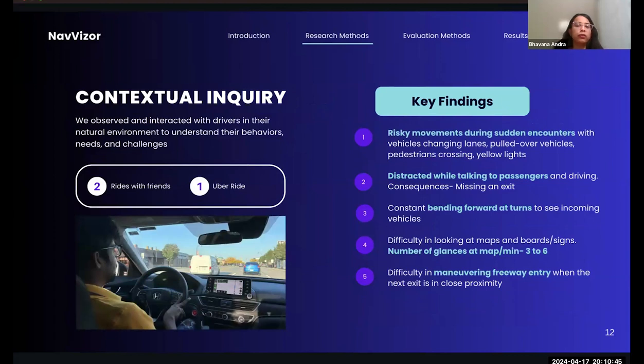Along with focus group interviews, we also did contextual inquiries. We took 2 rides with individuals who frequently drove in the US and also with an Uber driver. So we mainly noticed that the driver took sudden decisions when other vehicles tried to enter their lane. We also noticed frequently bending forward and looking left or right, checking for the incoming vehicles.